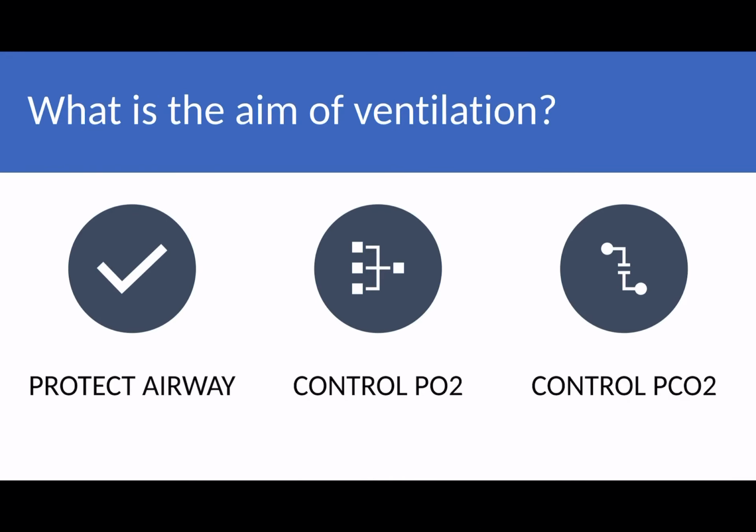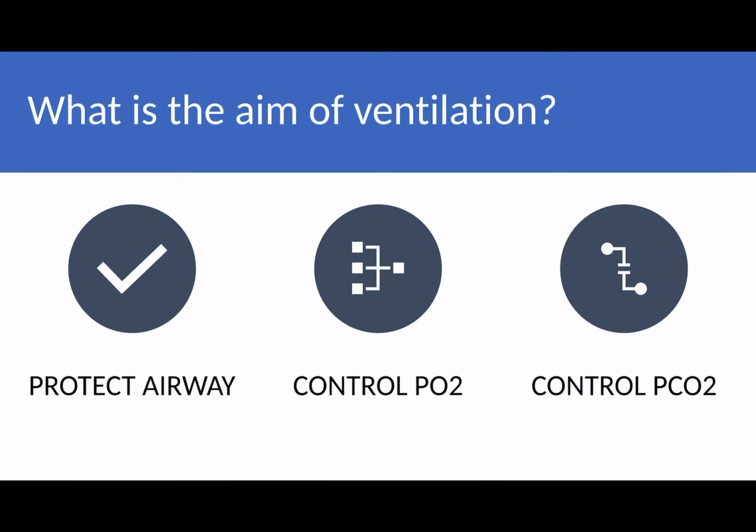So with that in mind, we need to ask ourselves, what is the aim of ventilation? And it's simply three things. The first is protection of the airway, and we went through that in a lot of detail with both the endotracheal tube video and with the tracheostomy tube video, so I'm not going to go into that in any detail in this presentation. What I will go through is the second two components.